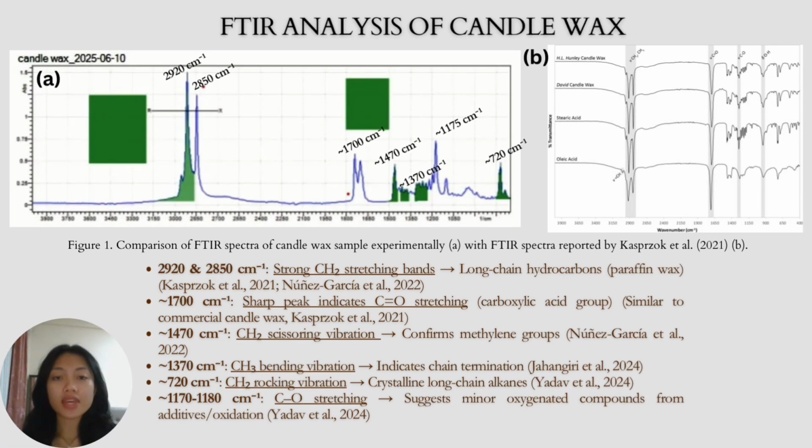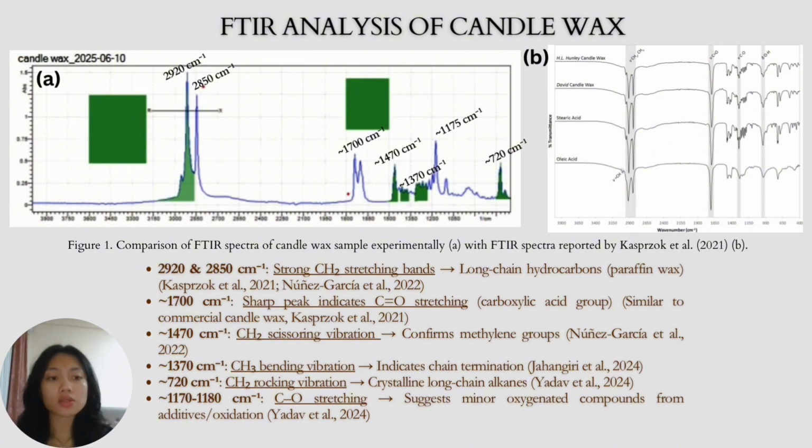Based on the FTIR analysis, there are several key peaks that were identified that helped determine the composition of the candle wax. So firstly, strong peaks at 2920 and 2850 cm⁻¹ correspond to the CH2 stretching vibration, which is typical of long-chain hydrocarbons, a clear indication of paraffin wax.